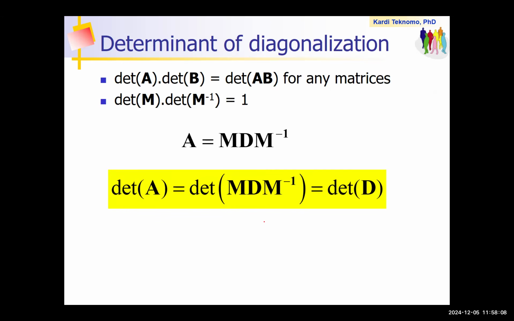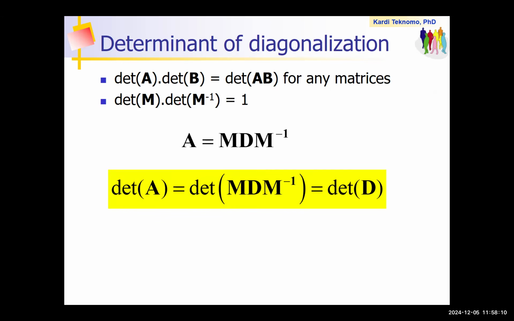So with that, these are a few characteristics: when you calculate the determinant of A times B, this is true for all matrices. And the determinant of M multiplied by M inverse, where M is the modal matrix, should be equal to 1.